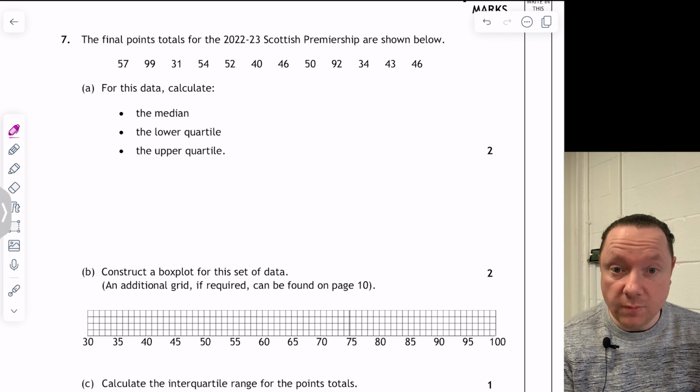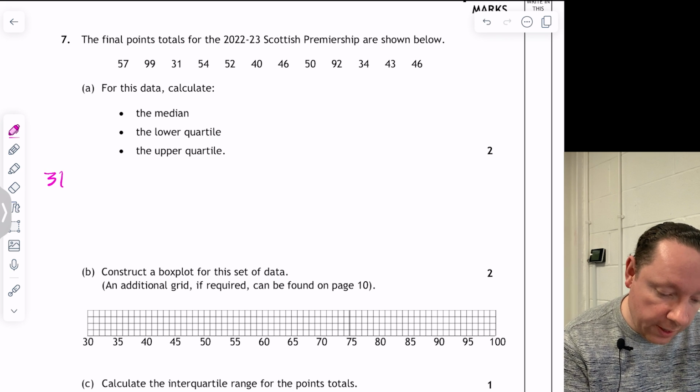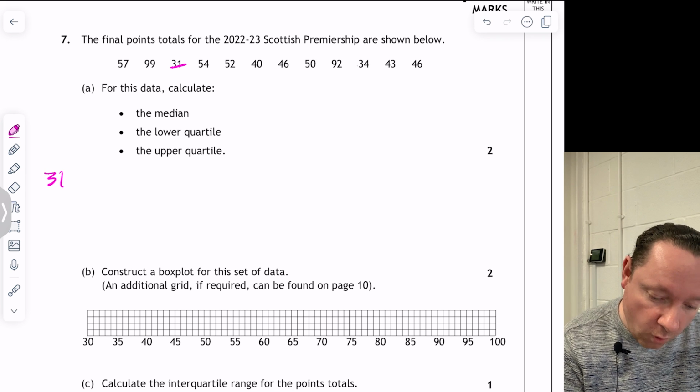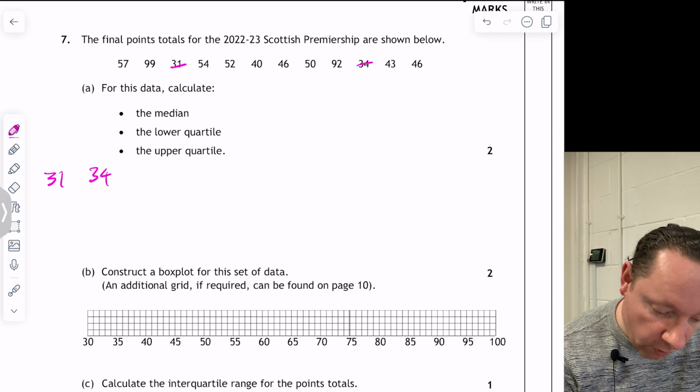So I need to put these numbers in order, so be very careful you don't miss any. I do this all the time. 31, 34. Any more 30s? Nope. So move to the 40s.